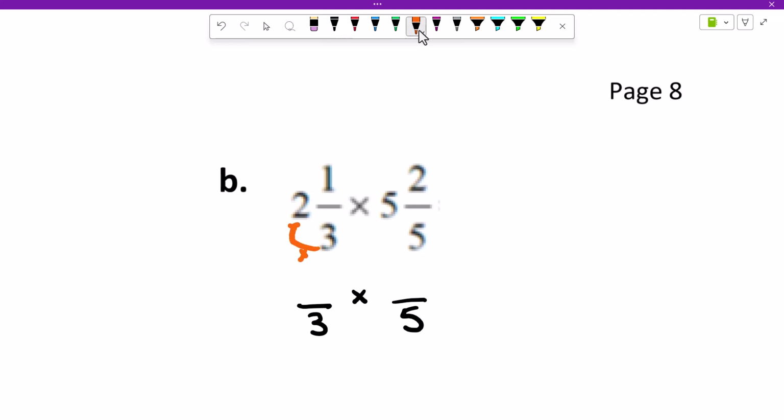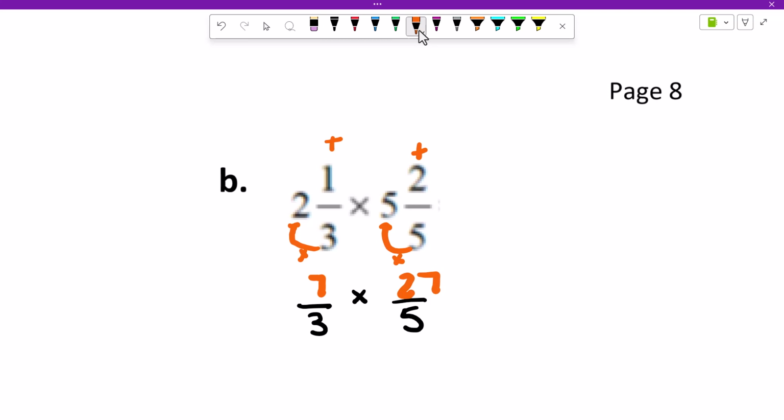Multiply, then add. What number do you get? 26. Not 26. 7. Thank you. Adrian, can you do the next one? 5 times 5. Add the 2. 25 and 27. Page 8. All right.